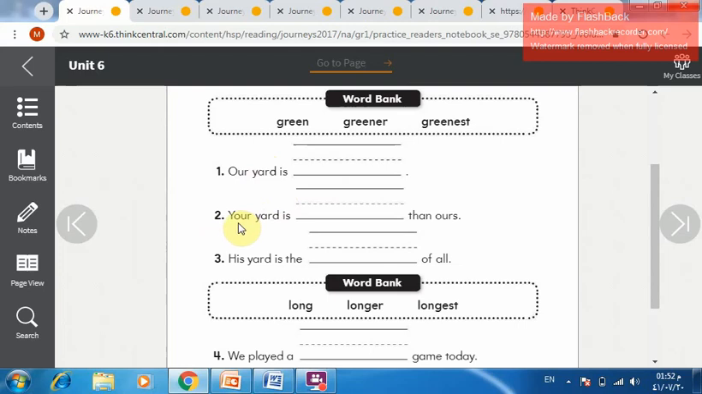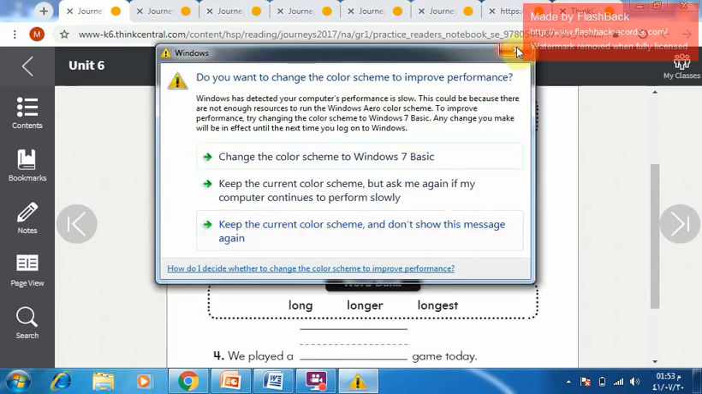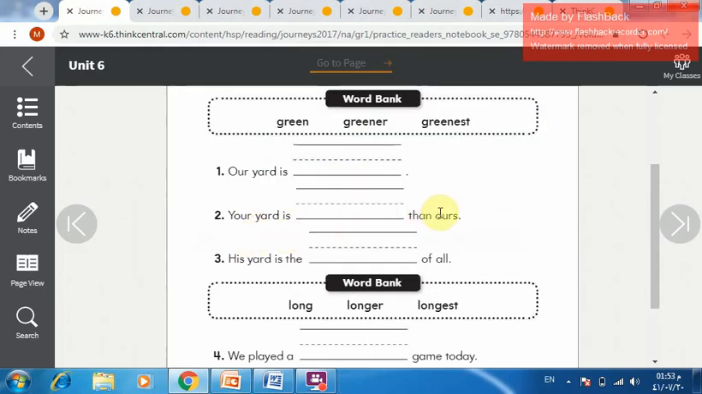Ready for answering number 2? Let's start. Your yard is dots than ours. Your yard is greener or greenest than ours. So maybe someone will say greenest. I will ask you, how many letters did you add to the word? 1, 2, 3. This means that you agree that we're comparing 3 or more things. Are you sure this is the correct answer?